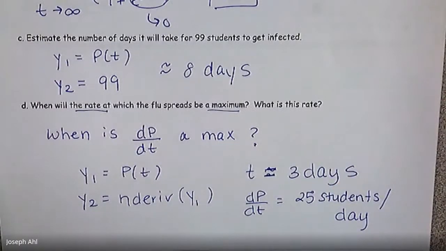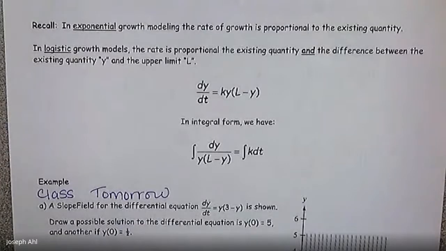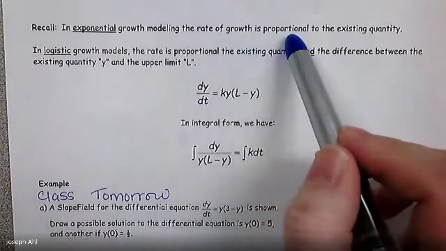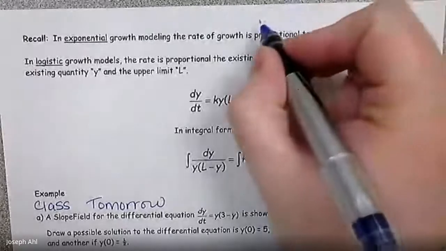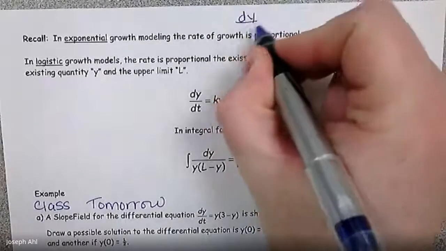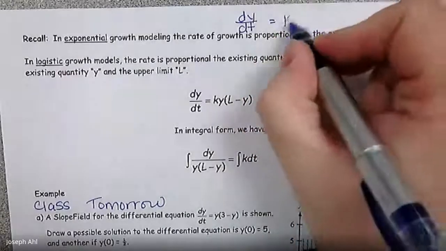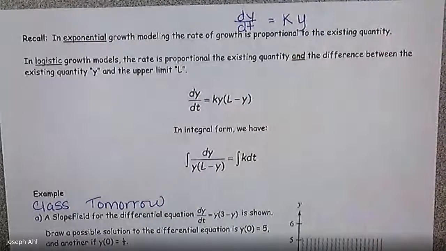All right. Last but not least, there is one more example that we'll probably wind up doing actually tomorrow in class, but just to give you a little bit more of an algebraic perspective as to what we're talking about with logistic growth models. It says, recall in exponential growth modeling, the rate of growth is proportional to the existing quantity. Okay, so when we talked about exponential growth models, we know dy/dt, which is the rate of growth, is proportional to the existing quantity. So we said some constant of proportionality k times the existing quantity y.